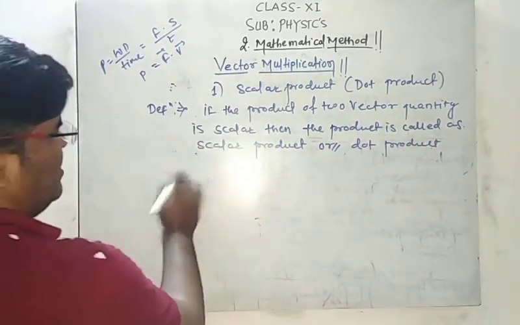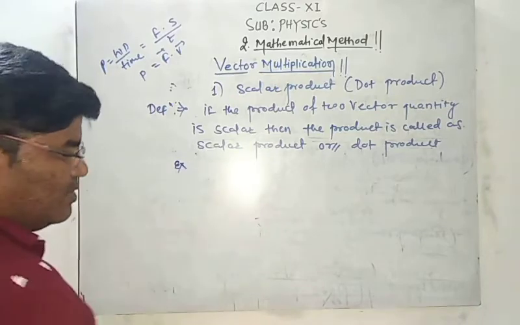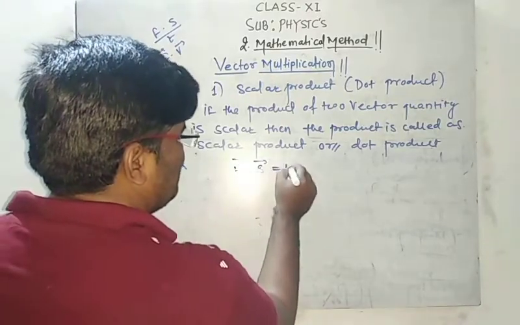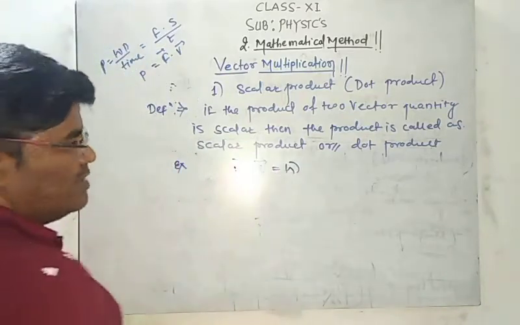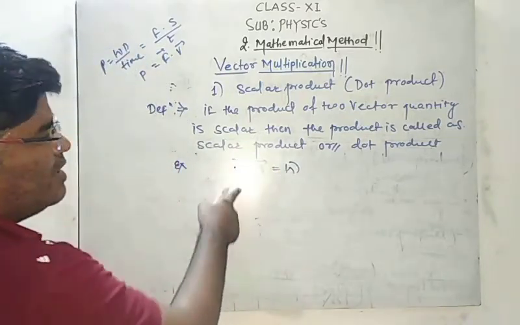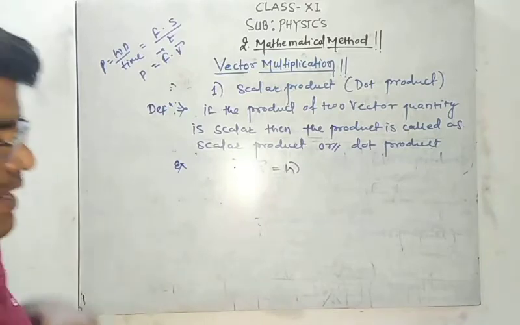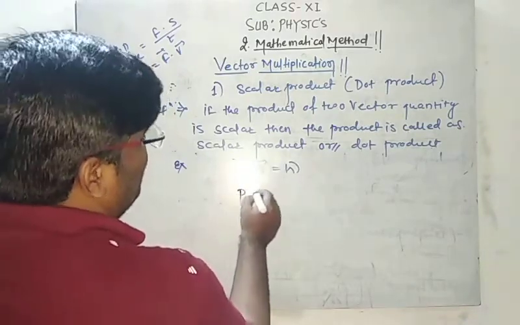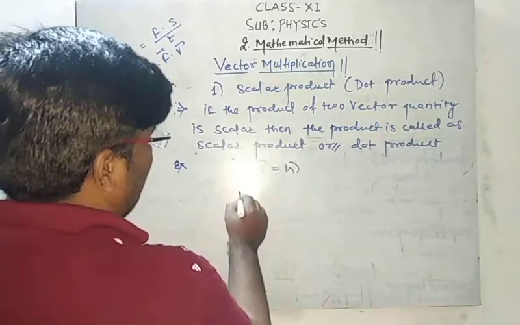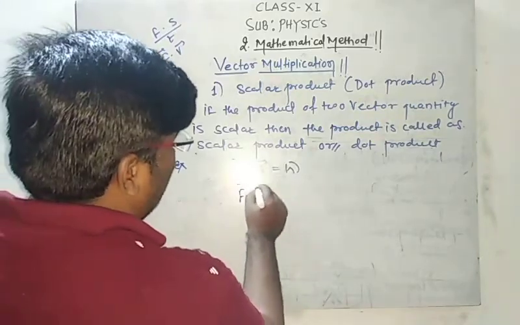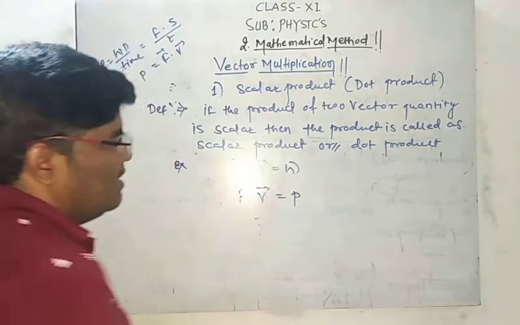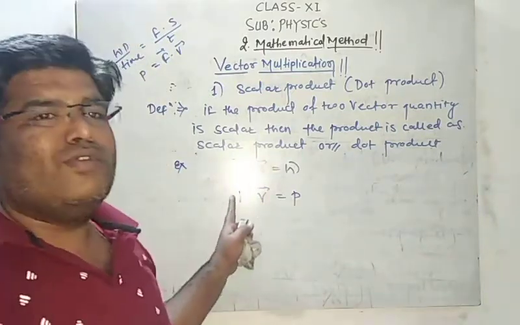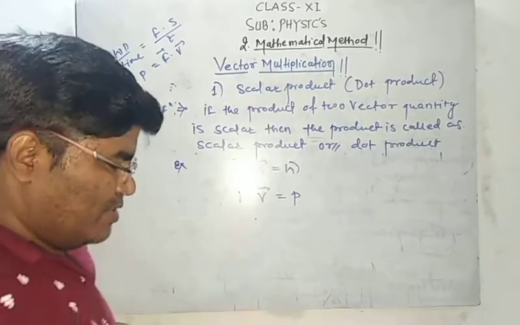And what is the example for this? F bar dot S bar is equal to W, right? So this dot represents a dot product. Another example: P is equal to F bar dot V bar. Power is equal to force multiplied by velocity.